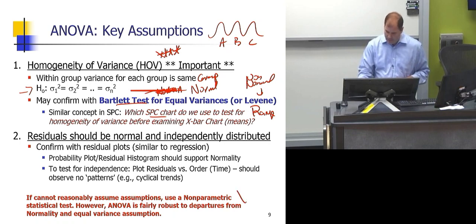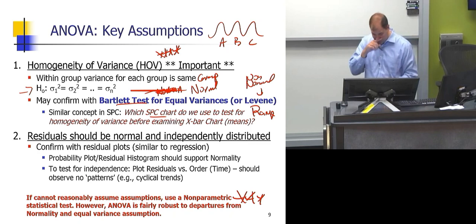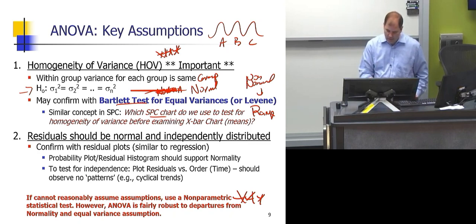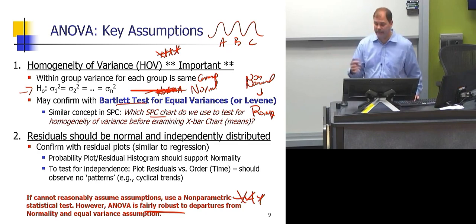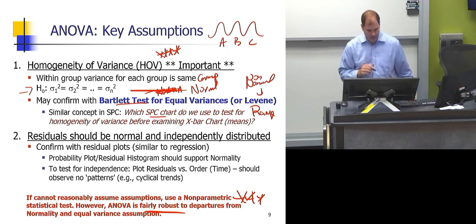I do want to point out that if you are concerned about your assumptions, you can use a non-parametric. We will cover that later. Although if you read enough statistical books, most statisticians will tell you that these tests are fairly robust. So even if you violate an assumption, your results are probably still going to be valid. But again, you can double check that with a non-parametric.